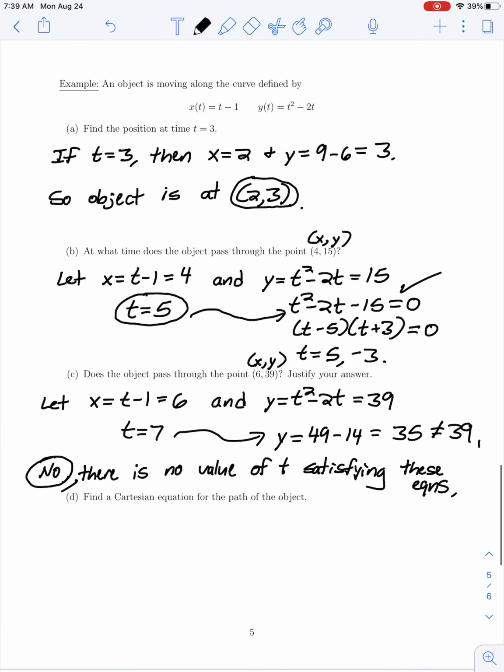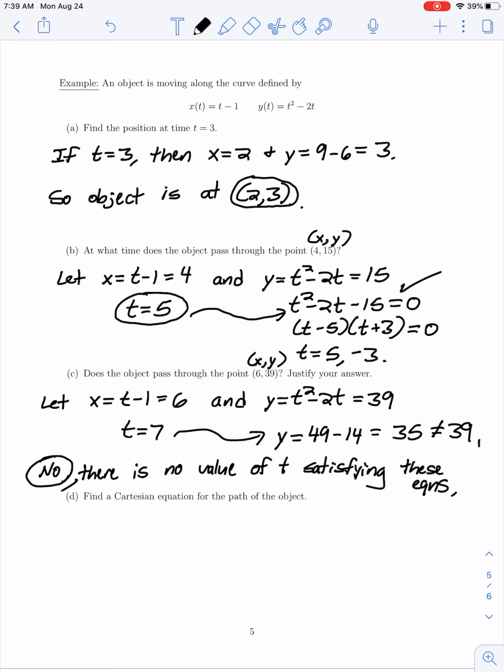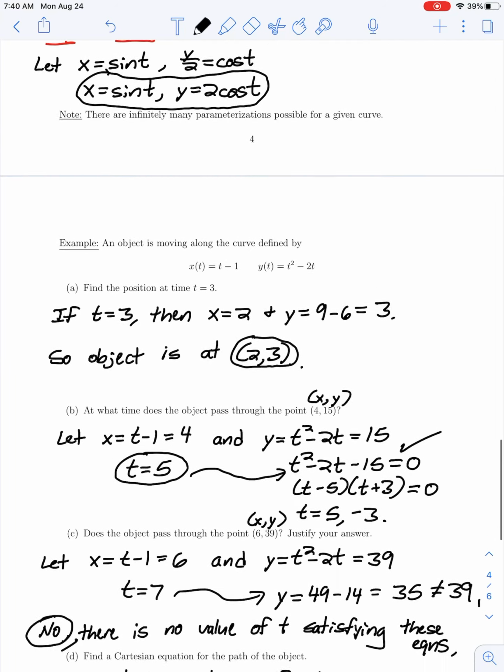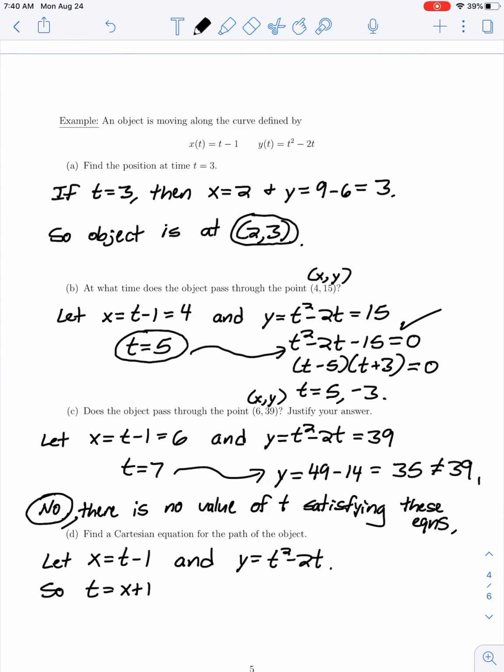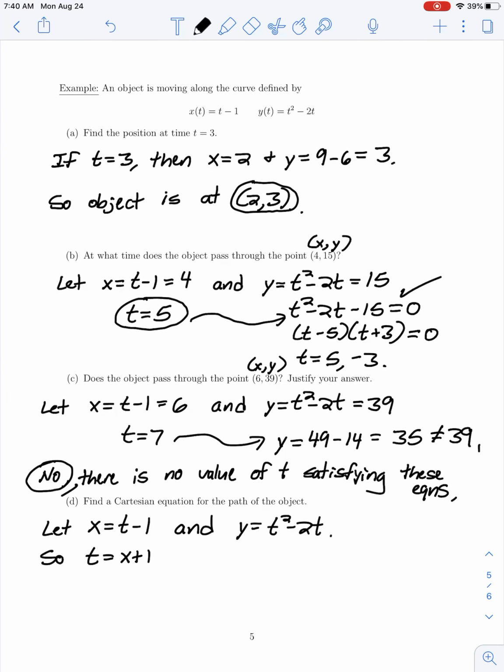So in the last part of our example, we're asked to find a Cartesian equation for the path of this object. So if we want to describe the path that our object is traveling, well, we could eliminate the parameter. So here, our first equation was x equals t minus 1, and our second equation was y is t squared minus 2t. So solving the first equation for t, we have t is equal to x plus 1. Let's add 1 to both sides.